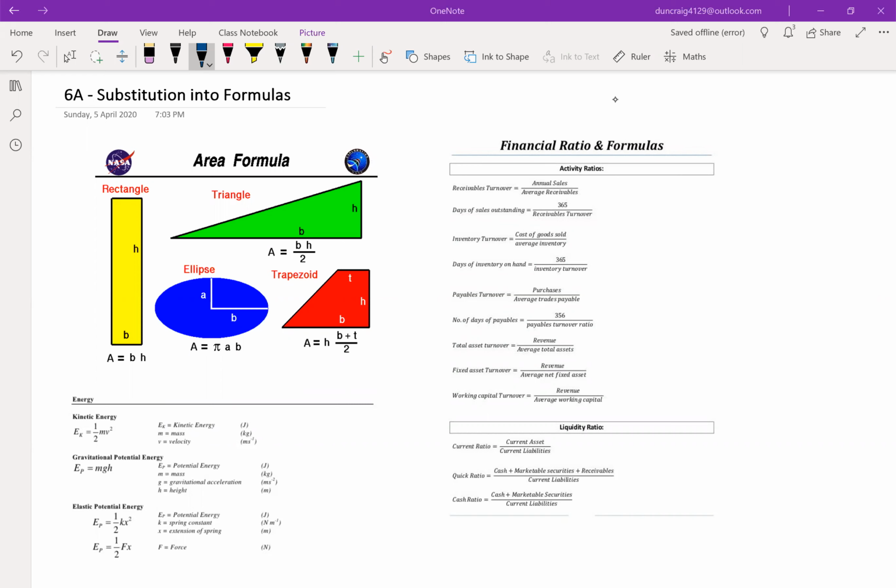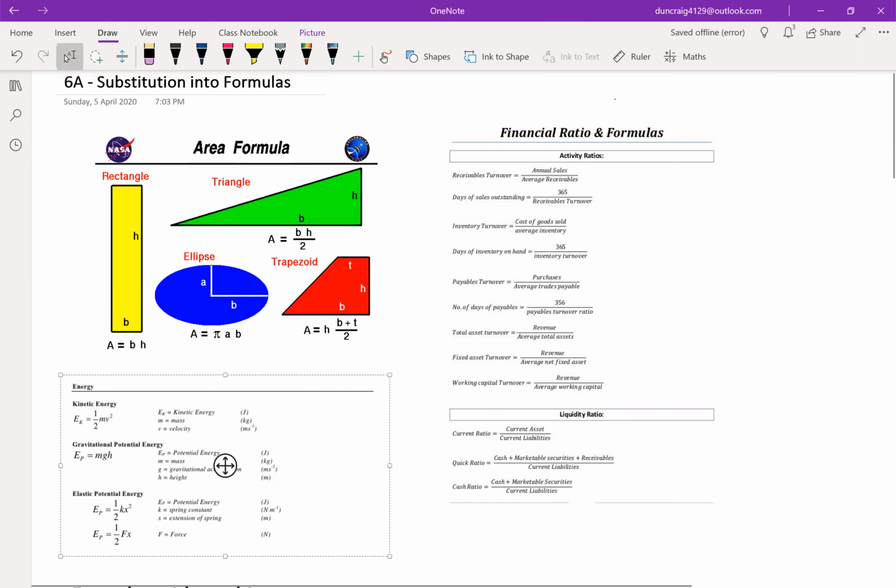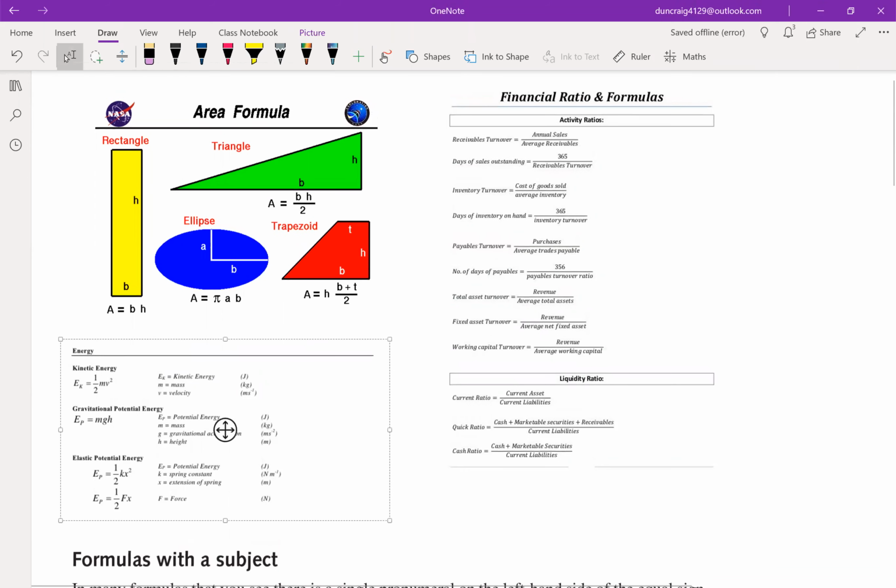Today we're looking at a new chapter, and it's all about formulas. This first part, chapter 6A, is looking at substitution into formulas. Formulas, you'll be well aware of what they are, and there are different formulas for different applications, and I've got some to show you here.